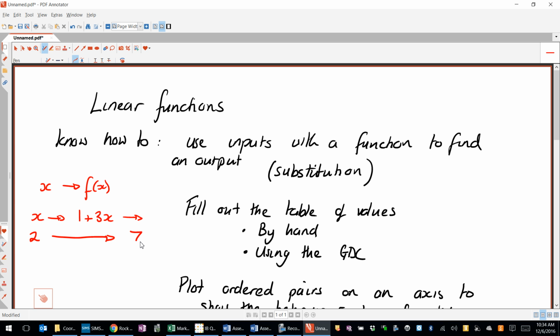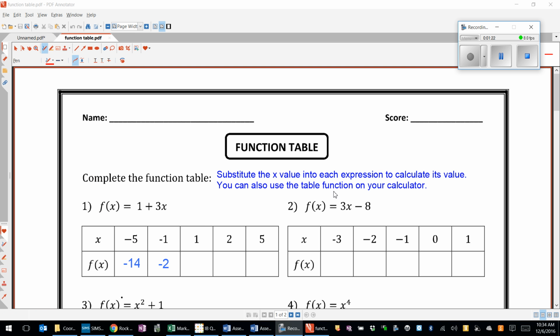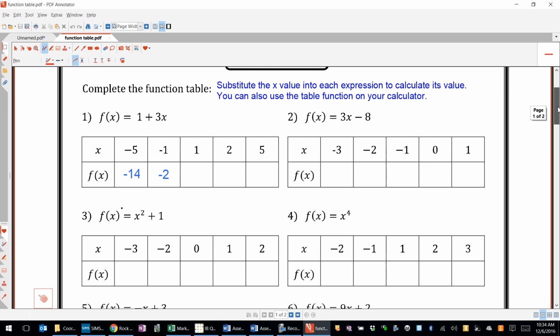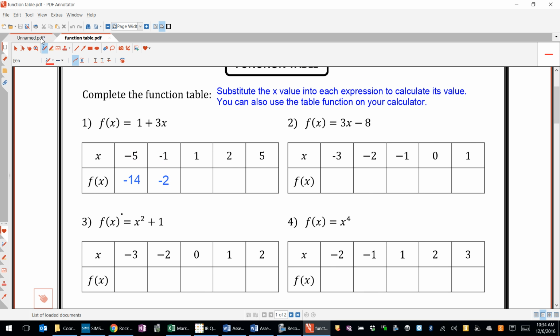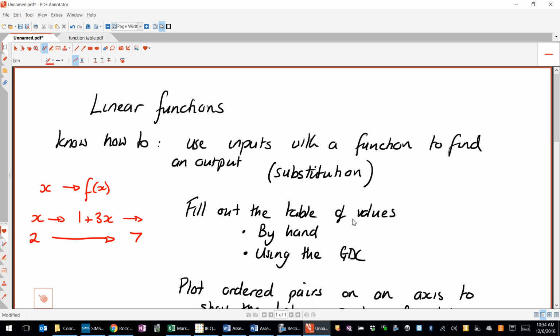So we did those tables. Alright, so that sheet in the booklet. Let me just reopen. Okay, so this was that. So about putting the function in, working out the outputs. But from that, fill out the table by hand or using your calculator. Remember we used your calculator yesterday.